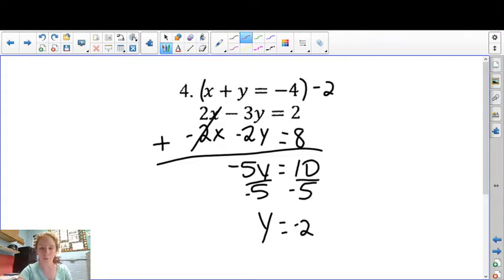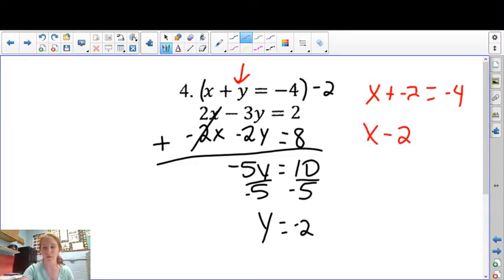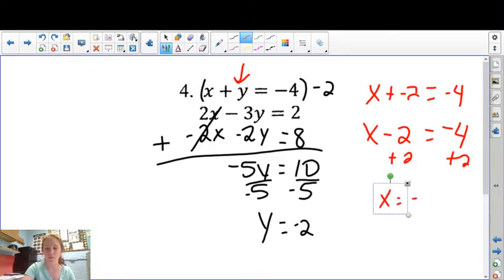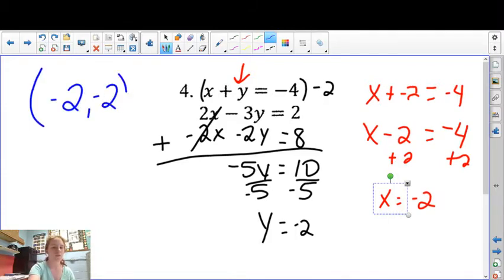Pick one of the originals, plug in y = -2. I'm going to go with the top one because there's no multiplication. x plus -2 equals -4. Plus minus, the negative wins out, so I end up having x minus 2 equals -4. Add 2 to both sides. x is equal to -2. So my answer is (-2, -2).